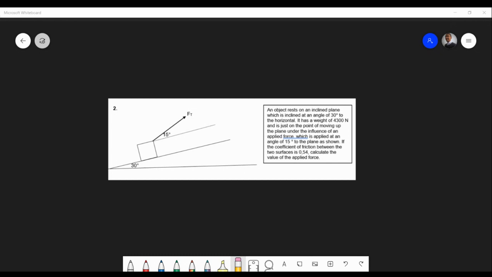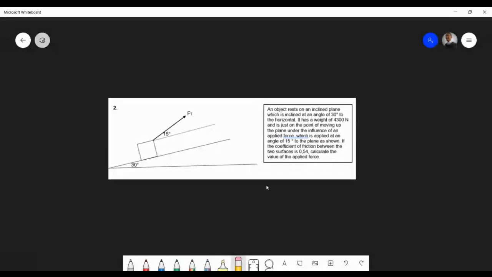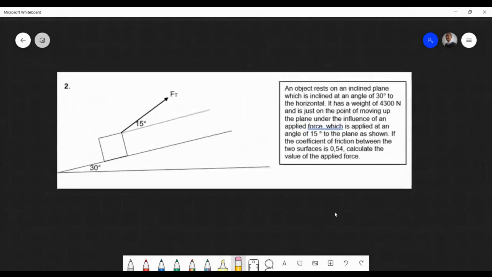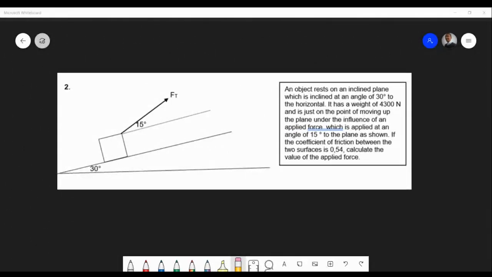So basically, what's happening here is you've got an object resting on the inclined plane. They're saying it has a weight of 4,300 newtons and it's just on the point of moving up. They're asking what must be that applied force. Let me zoom in here. What must be the applied force basically to keep this in equilibrium, so it doesn't move? Let's find these forces. It's a fairly easy example, but I want to see if you guys remember how to split the components of weight, things of that nature. All right, there we go.